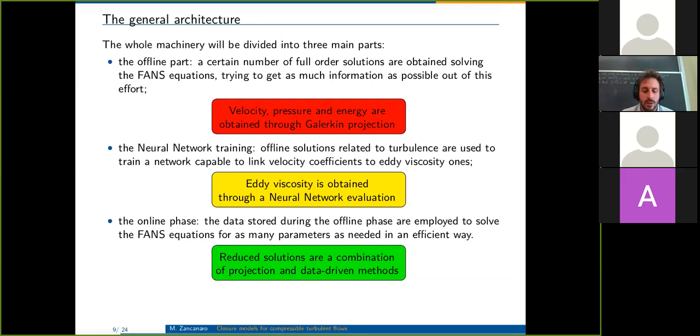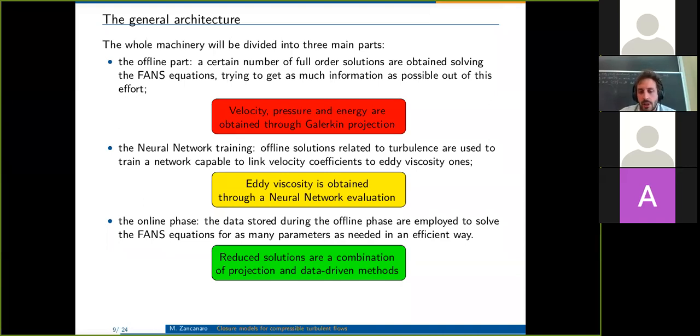And for this reason, we decided to just use a classical way for what concerns the main equations, so the continuity, momentum, and energy equations, in the sense that we are projecting those equations into a reduced space so that their dimension is much smaller, and of course, it becomes more efficient to be solved. Instead, we use a neural network to approximate the eddy viscosity field, so that it doesn't really matter which was the turbulence model that has been applied during the offline phase. You just need the solutions, and you can go on and get the online solutions.